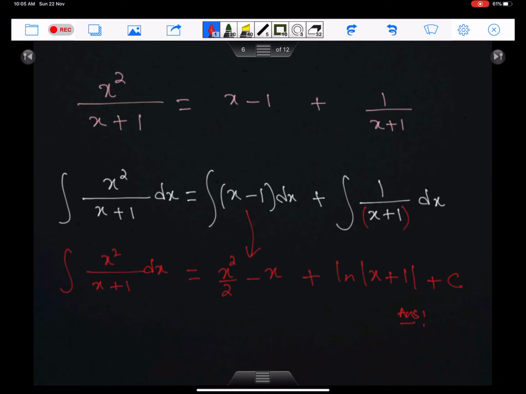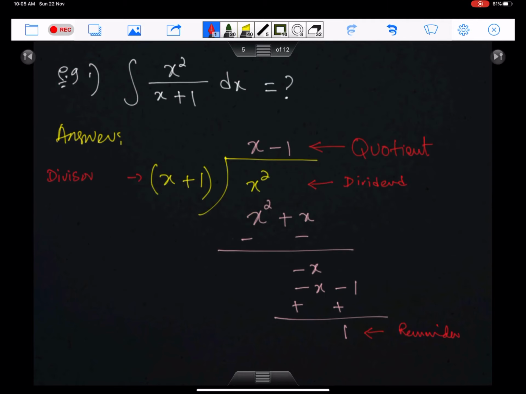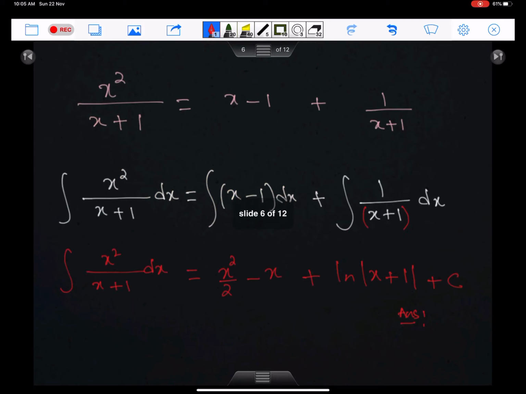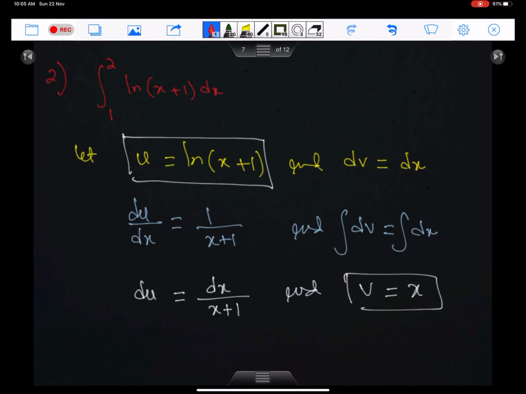So this is the way to integrate improper fractions. First use long division and then substitute everything correctly and properly into the remainder theorem. This is the remainder theorem. Then take the sign of integrals on both sides and then integrate the function. It's very simple.